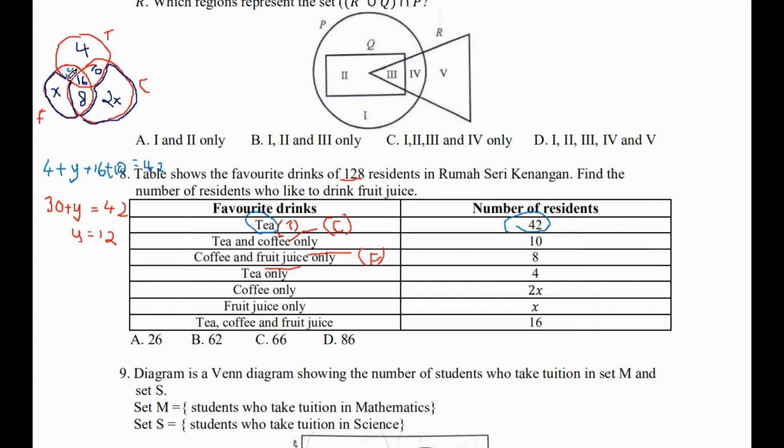So Y equals 12. After that we have to find the value of X. How to find the value of X? We are given that altogether there are 128 residents. So the total will be 128. So just add all the numbers here. So 4 plus 10 plus 16 plus Y.